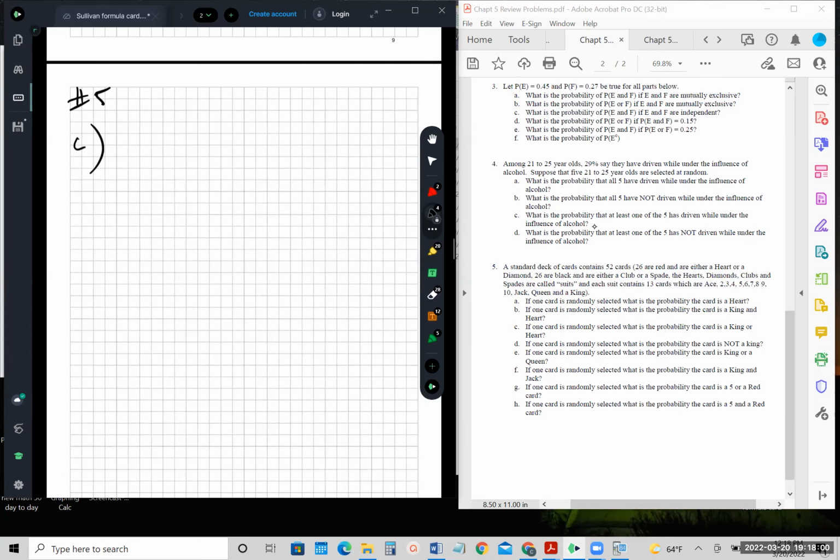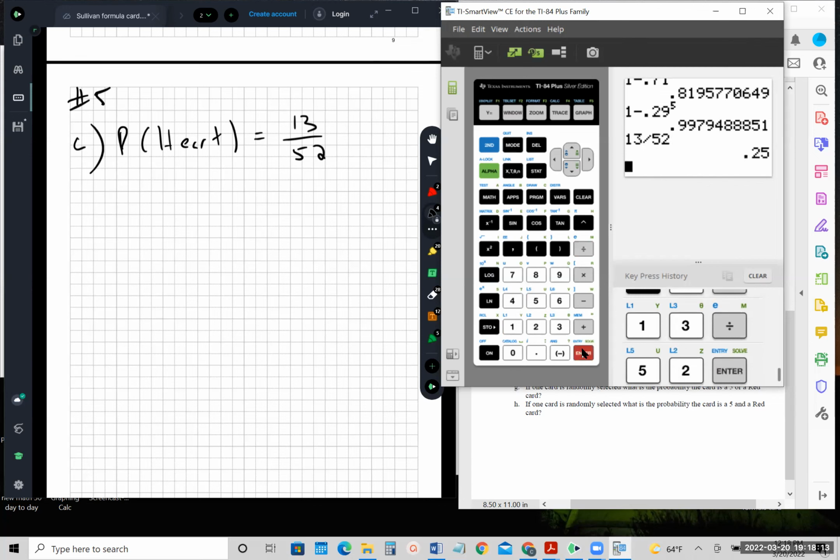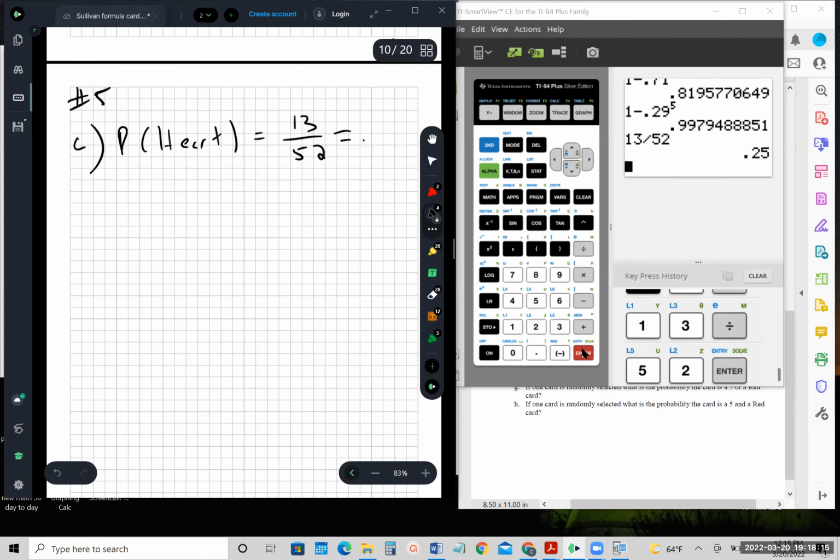It is a heart. So the probability it's a heart. Well, if you look at the setup, there's 13 out of 52 that are hearts because that's one of the 4 suits. So if we do 13 divided by 52, we're going to get 0.25, which makes sense because it is 1/4 of the deck.